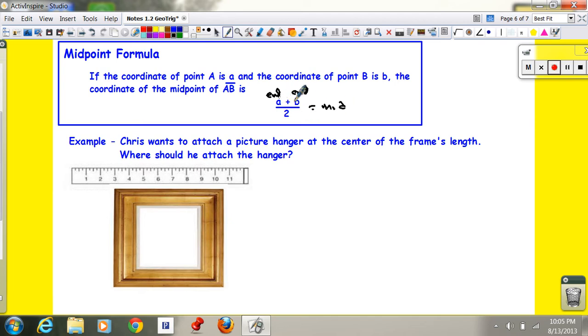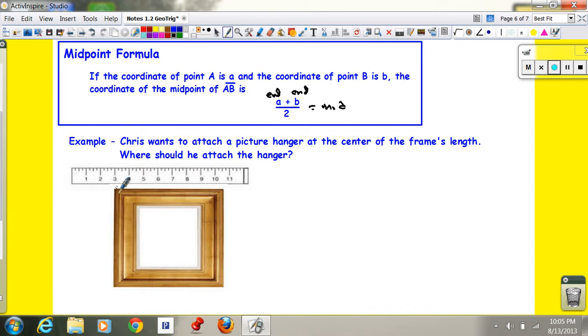So that'll give you the middle. The 2 endpoints added together equals the midpoint. So, here's an example of how you could use that formula. Chris wants to attach a picture hanger at the center of the frame's length. Where should he attach the hanger? So he wants to find the center.